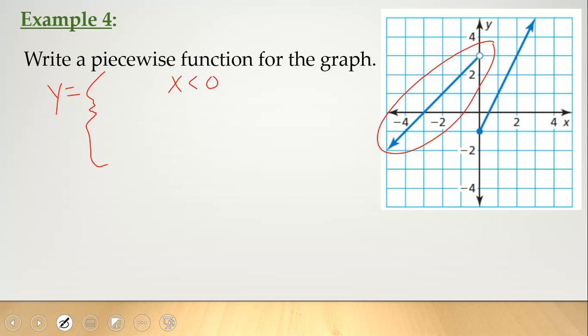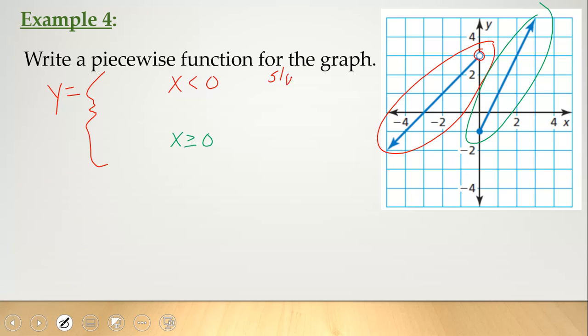How do I know that? Because I know at 0, I have an open circle right there. My second graph, which I'm going to circle in green, has a restriction of x greater than or equal to 0. Now I have to write the equations of these lines. So how do I write the equation of a line? Well, I need the slope and I need the y-intercept.